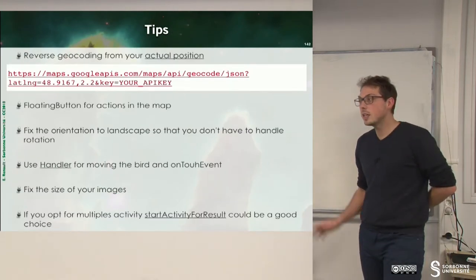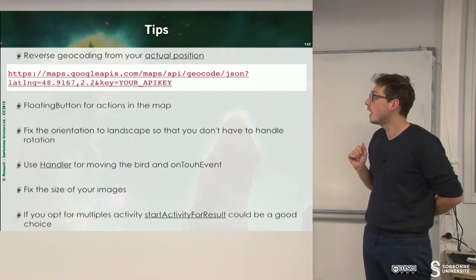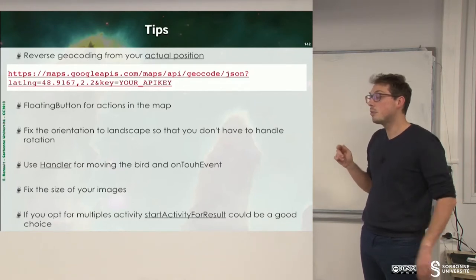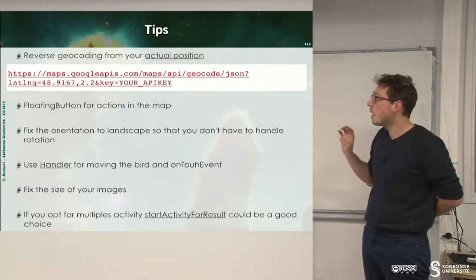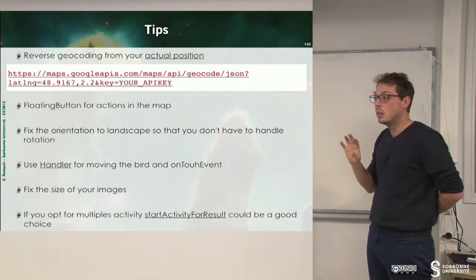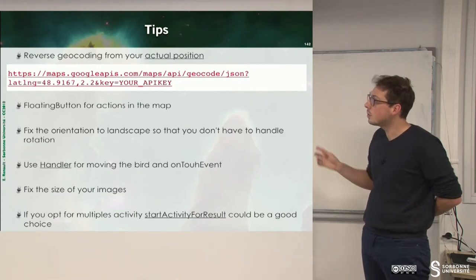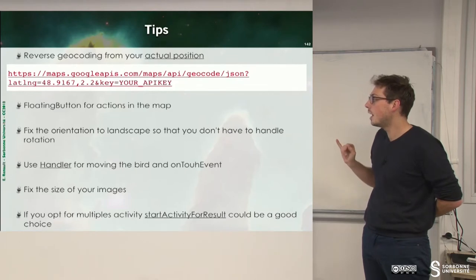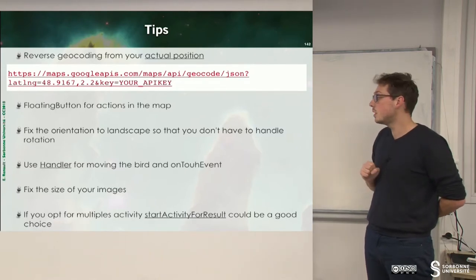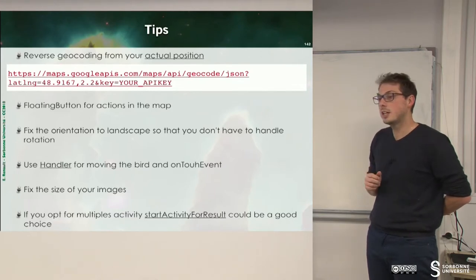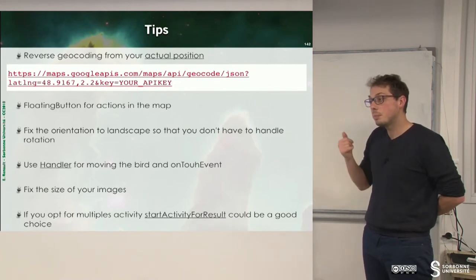Tips: you can find the city from a position using Google API. You can use a floating button for action inside of the map. The two floating buttons are profile and statistics. You may fix the orientation to landscape to absolutely not handle the rotation. And you may want to use a handler for the untouch event and fix the size of the images. If you want to have some result from an activity, you can use the startActivityForResult method, which allows you to grab a result when your activity is popped from the back stack.